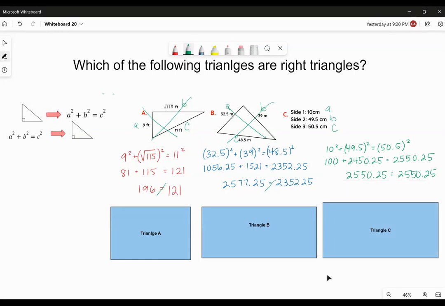And we end up finding out that if you square the sides and add up the two legs, you do in fact get a true statement, which means this guy, triangle C, even though we can't see it, is in fact going to give us a right triangle.